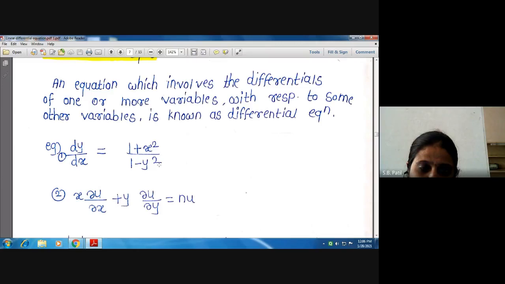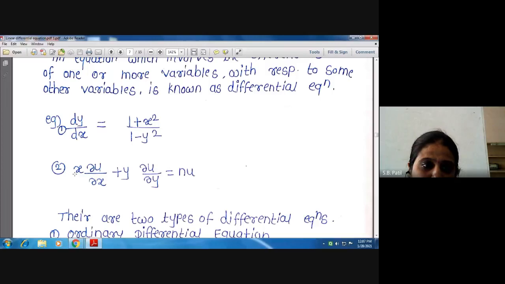In this equation, we differentiate y with respect to x. So y is a dependent variable and x is an independent variable. According to the definition of a differential equation, this equation involves the derivative of one variable with respect to another. That means we differentiate the dependent variable y with respect to the independent variable x. So it is a differential equation.